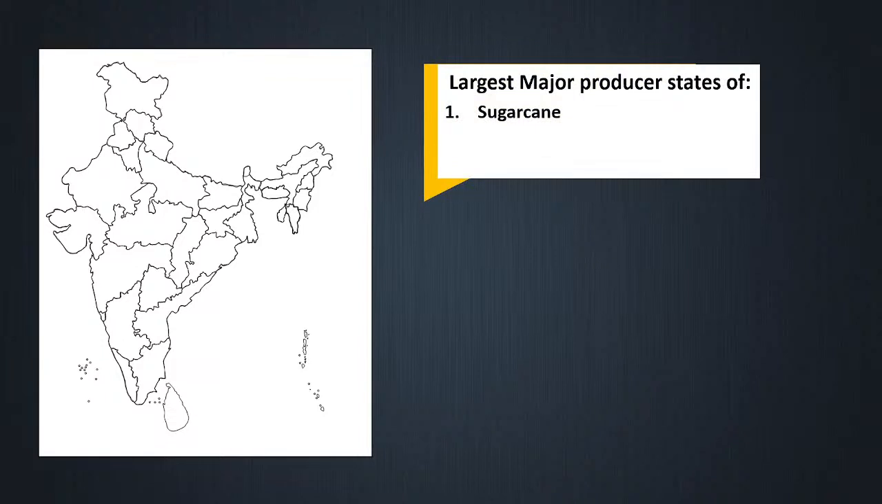Okay, after wheat we will see sugar cane. The largest major producer states of sugar cane are, first one is Uttar Pradesh. Okay, write down Uttar Pradesh, the largest producer of sugar cane in India. Completed? Yes, done. Next, you can draw sugar cane in that Uttar Pradesh.